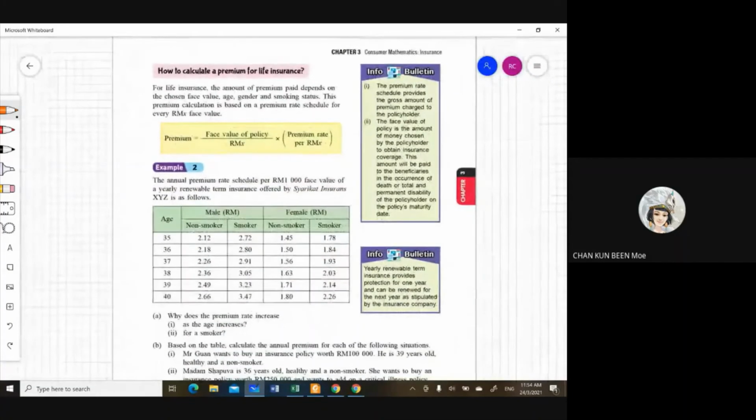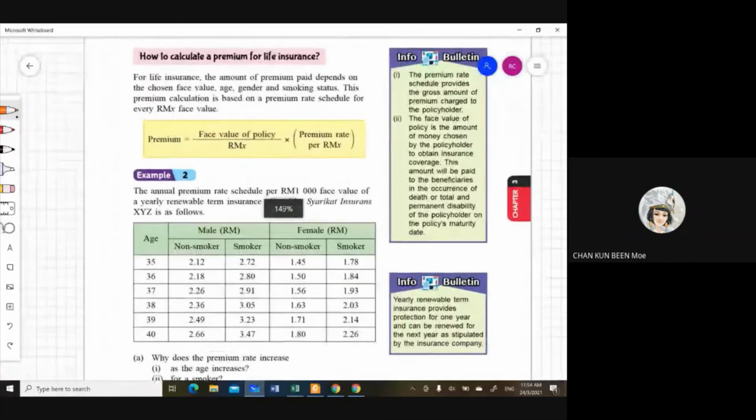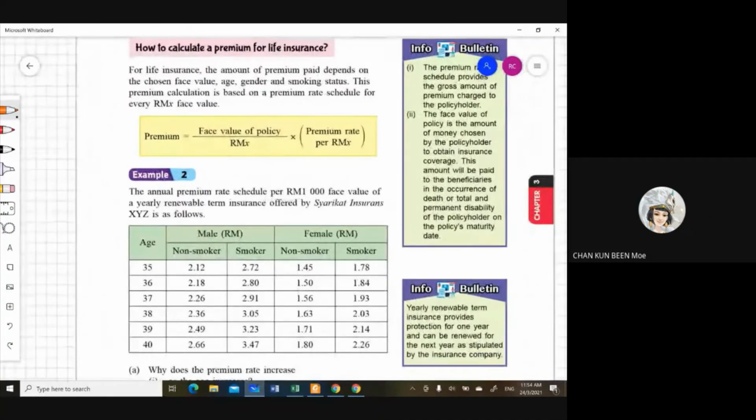Okay, we are going to calculate the premium for life insurance. Okay, for life insurance, the amount of premium paid depends on the chosen face value. Okay, age, the older you are, the higher premium you have to pay. Gender, male, female, and smoking status, so a smoker or non-smoker. Okay, this premium calculation is based on the premium rate schedule for every RM face value.